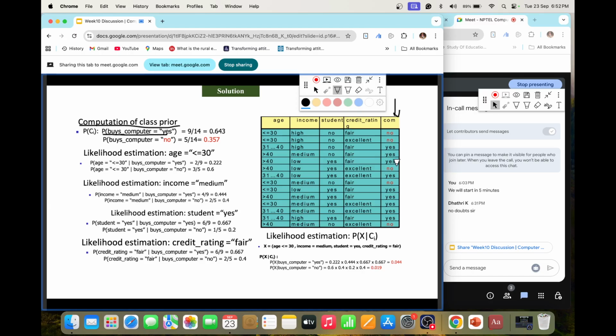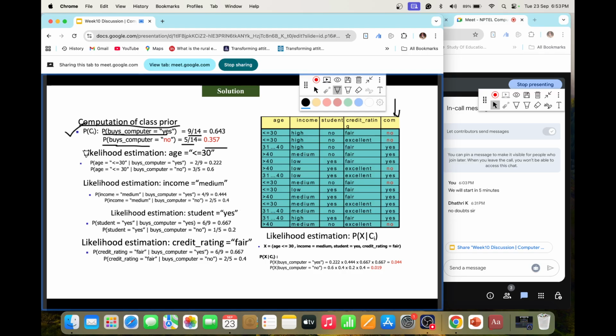So counting, that is 1 2 3 4 5 6 7 8 9, we have 9 people that will buy a computer. How many do we have in total? 1 2 3 4 5 6 7 8 9 10 11 12 13 14, we have 14 in total. So 9 by 14 is the probability of C1, that buys a computer. And the probability that will not buy a computer, we are left with 5, so that is 5 by 14. So we have computed the prior probabilities.